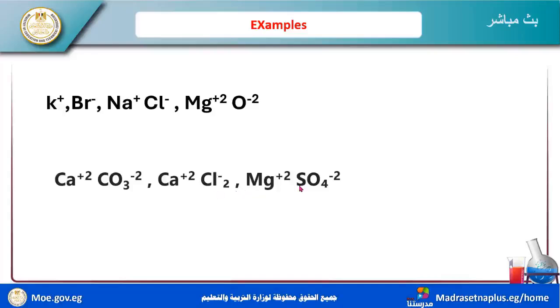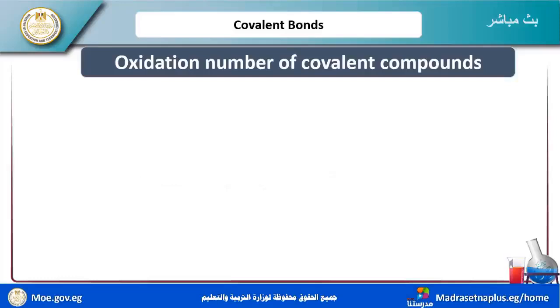Magnesium sulfate, MgSO4. We have +2 on Mg and -2 on the atomic group SO4. This is an anion group. Okay, now next we have the oxidation number of covalent compounds. This is covalent compounds.